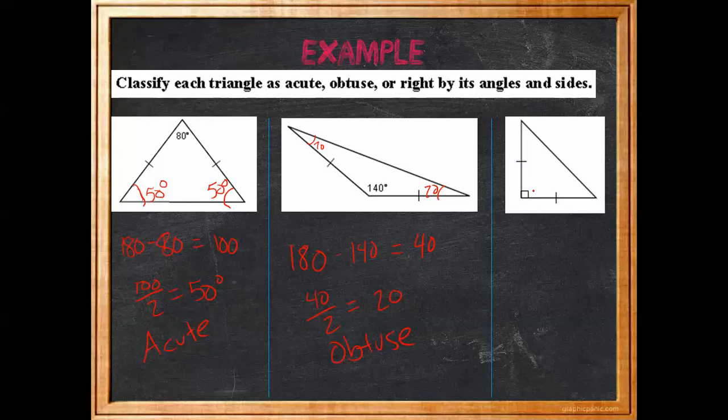In this one, we have a 90-degree angle, so this is a right triangle. That means this is the hypotenuse and these are the legs. This means these two sides are congruent, so their opposite angles are congruent. Since we know that this is 90, we take 180 minus 90, which is 90. We take 90 divided by 2, which is 45.